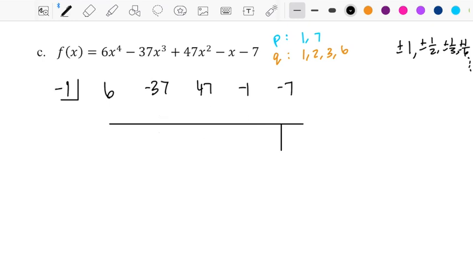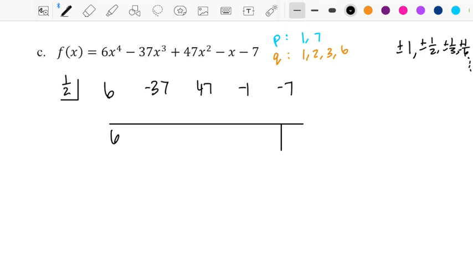Let's try a negative 1. Okay, certainly not negative 1 either. I'm noticing that I got some really big numbers at the end there. So that tells me I probably want to deal with a fraction instead. So let's go ahead and try it out with maybe 1/2, because that's next on my list.